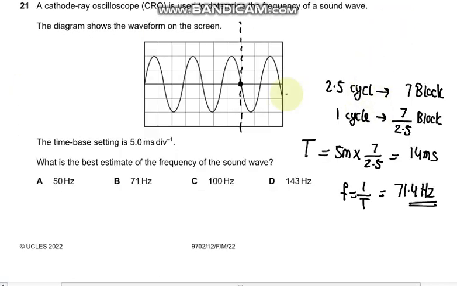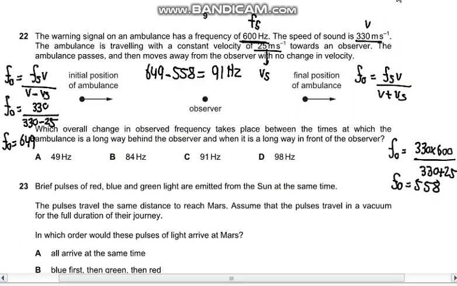So question number 21 says, let the CRO find the frequency. You need to find the time period. You can see that 7 blocks are being completed in 2.5 cycles. So one cycle takes 7 over 2.5 blocks. One block represents 5 milliseconds. So 5 milli into 7 by 2.5 is 14 milliseconds. So that's the time period. So we need to find the frequency. 1 over time period is the frequency, which is 71.4 hertz. So B is the appropriate answer.